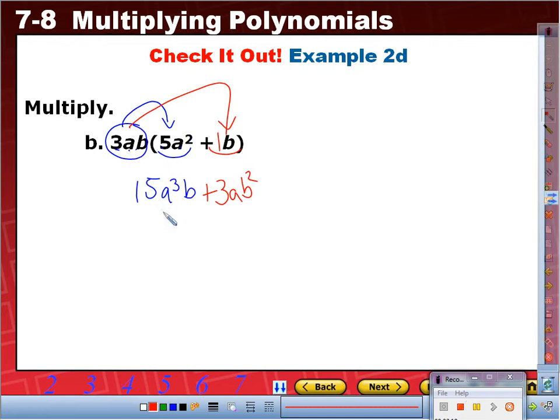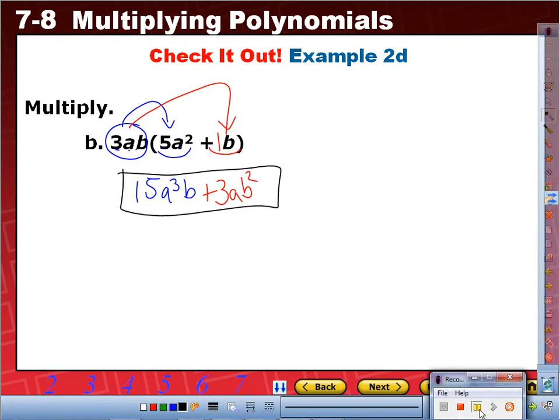Now, I want to check. That was step 1, right? I distributed. Didn't I do that? Yeah. Step 2, identify like terms. Let's see. These are the same variables, but do they have the exact same exponents? No. So therefore we can't combine and we're done. All right, let's continue. Copy this next one, please.